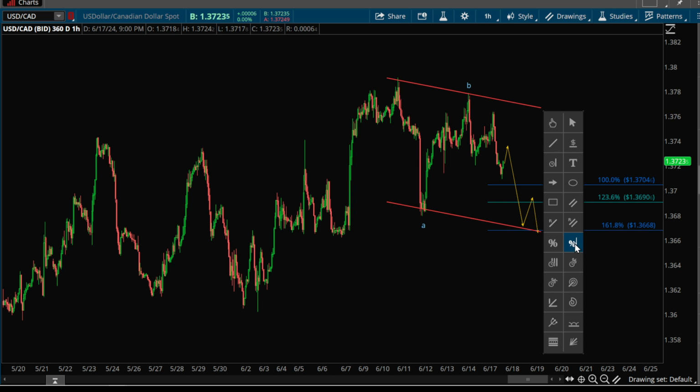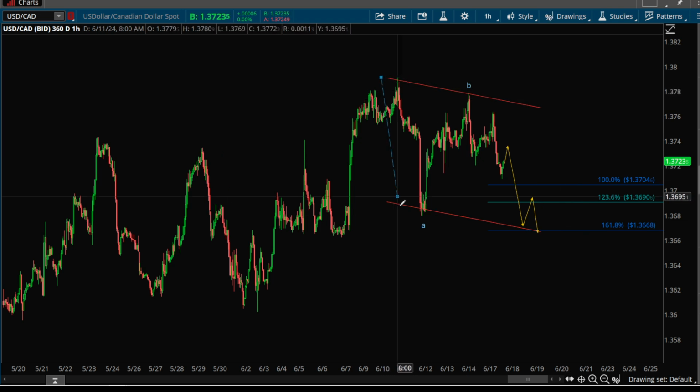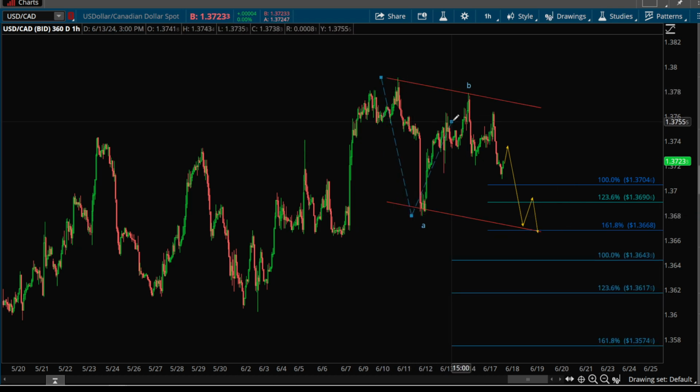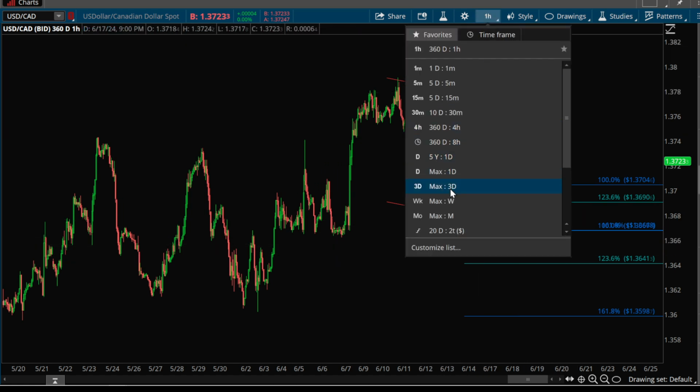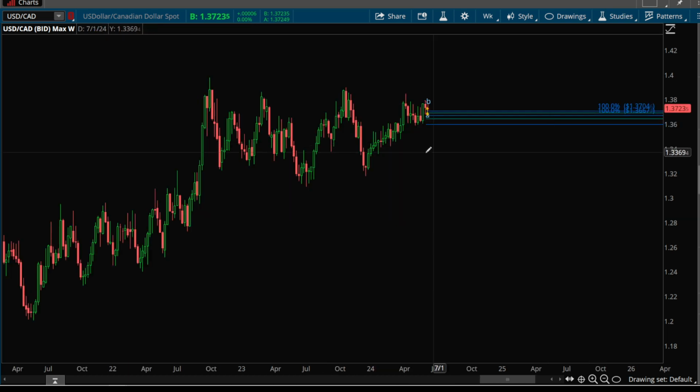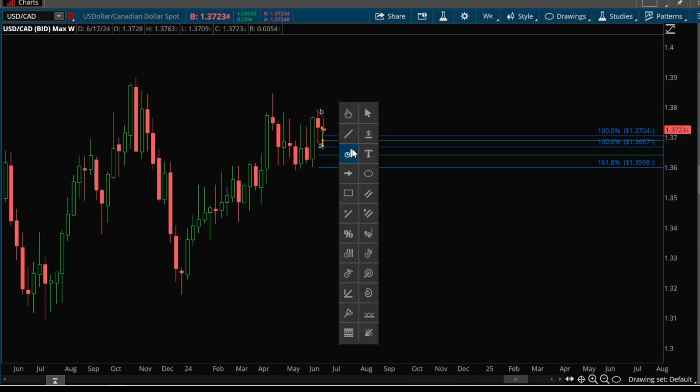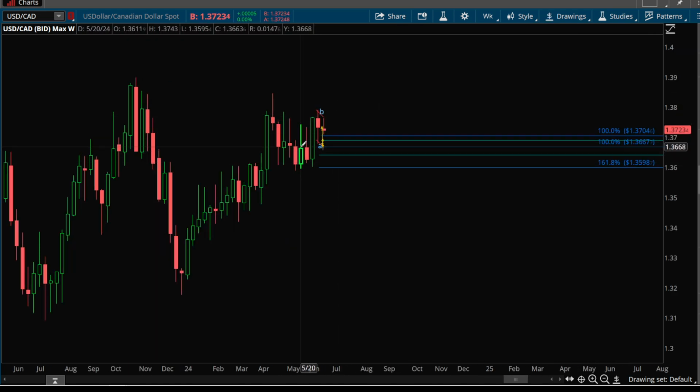And if we measure this whole correction, if we measure our A wave, your 100 lines right up with your 1618. So this is an extremely high confluence area down here. Not to mention, if we jump out to the weekly chart and we pull this order block again, the order block wasn't touched, and there's the high of that order block.